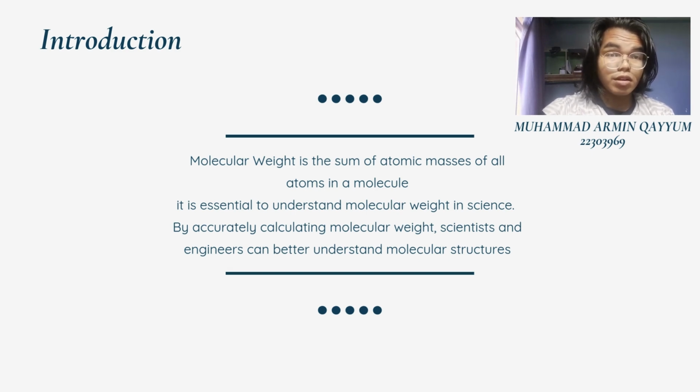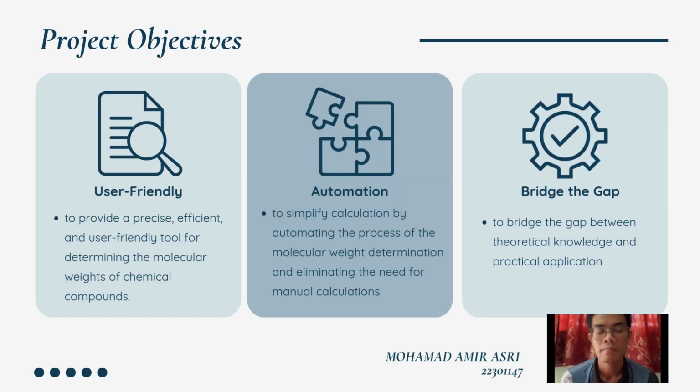In biology and pharmacology, knowing the molecular weight of biomolecules like proteins, DNA, and drugs helps researchers understand their structure-function relationship and design efficient drug delivery systems. The primary objective of the molecular weight analysis calculator is to provide a precise, efficient, and user-friendly tool for determining the molecular weights of chemical compounds.